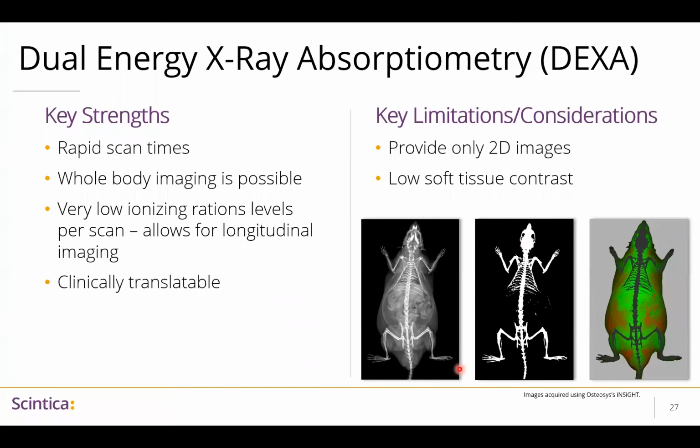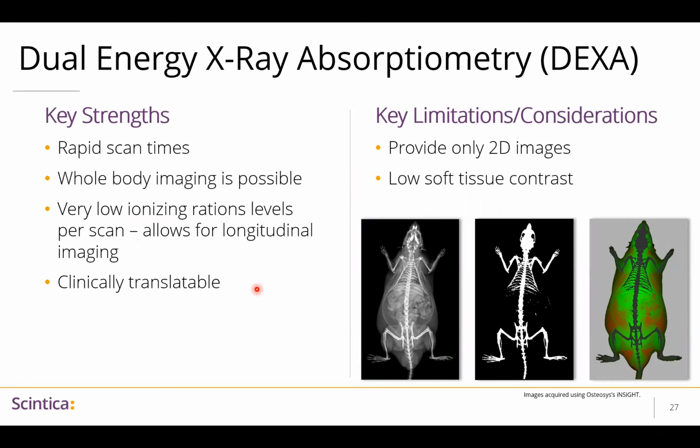Here we have some example images coming from a rat. We can see the X-ray attenuated image with nice resolution, the bone map, as well as the lean and the fat mass. And of course, we can get the quantification that I showed on the previous slide from here. Scan times can be quite fast. Again, on the Insight system that we have here it is 25 seconds. Whole body imaging is possible. The ionizing radiation levels are very low, so we don't need to worry about the effect on longitudinal imaging. And of course, it's clinically translatable.